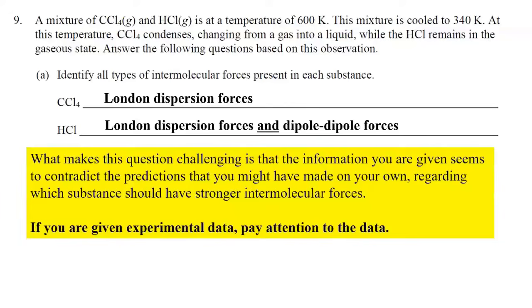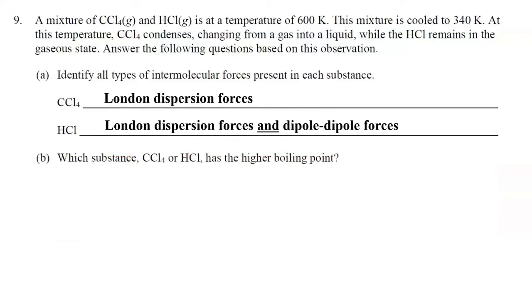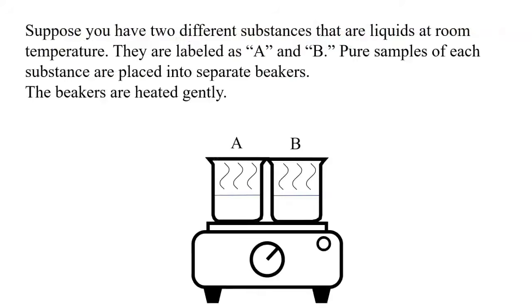Now, what makes this question challenging is that the information you are given seems to contradict the predictions that you might have made on your own regarding which substance should have stronger intermolecular forces. So if you are given experimental data, pay attention to the data. Before I answer part B, which substance has the higher boiling point, let's take a look at the following scenario.